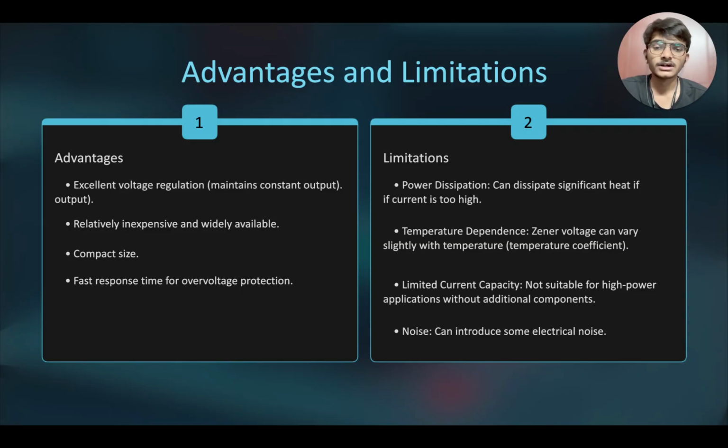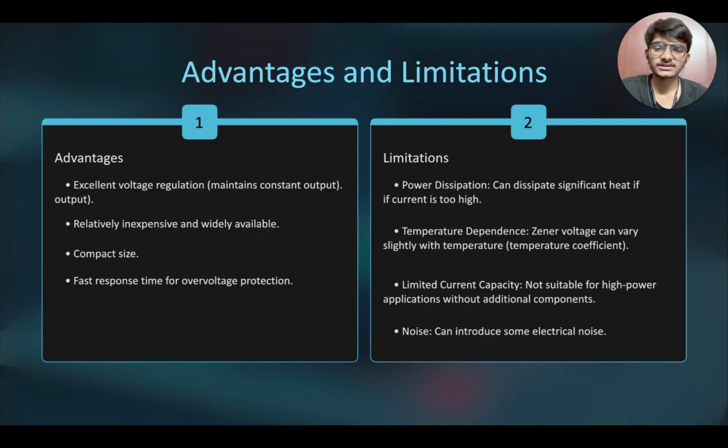The first limitation of the Zener diode is its power dissipation. A Zener diode can dissipate significant heat if the current is too high. That means when we supply a current with high values, it may overheat, which may result in damage to the Zener diode. Now we will discuss temperature dependence.